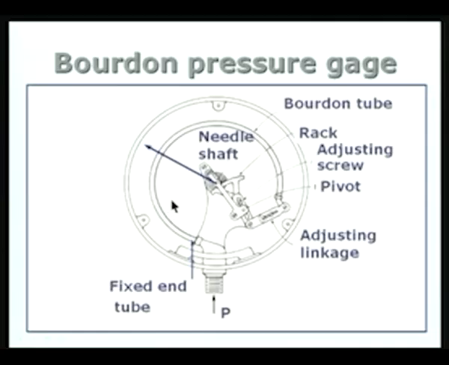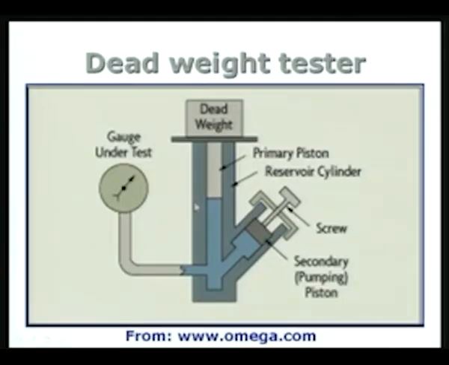So, the calibration can be done by using what is called a dead weight tester. It is a very simple instrument. So, what we have in the dead weight tester is, we have a fluid, in this case oil, which is in this cylinder, and the oil can be pressurized by using a screw, as is shown here.